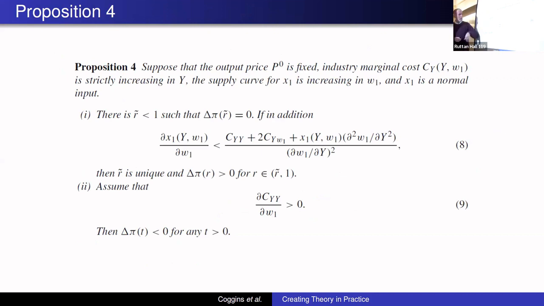We did this before. Here's the second. This is the way we stated the proposition. Assume that this inequality is true about the third derivative of C. Then firms in the industry cannot experience increased profits because of the pollution tax.